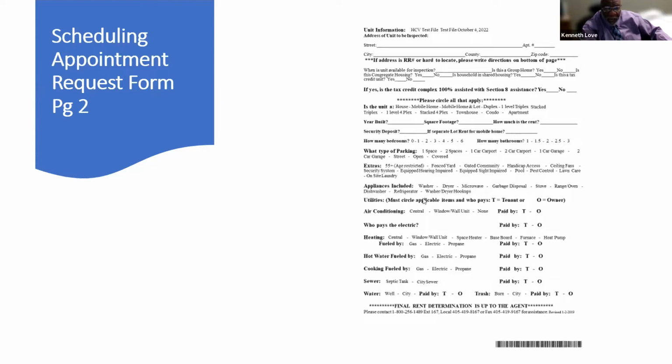Here's where we have our appliances and our utilities. Make sure that each one of these items is circled as you are doing your rent increase request. Again, this information is used to determine whether or not that unit is affordable to the tenant. Okay, so that's it as far as the rent increase request form and the presentation.